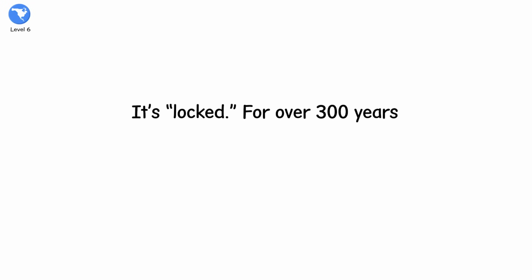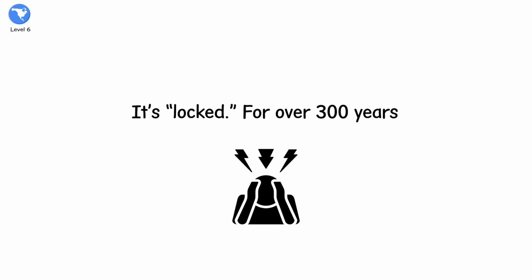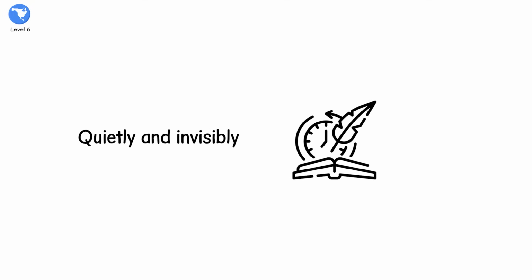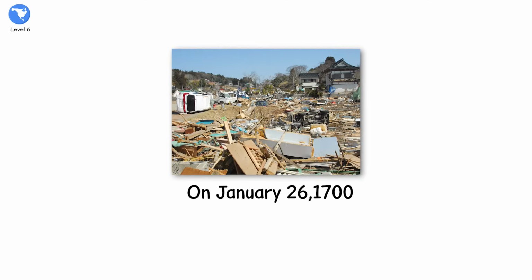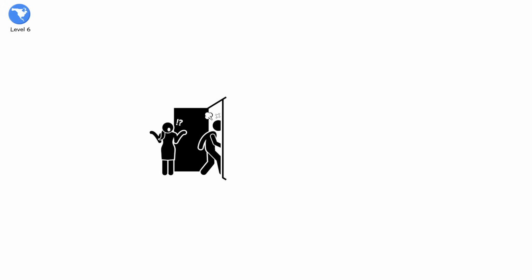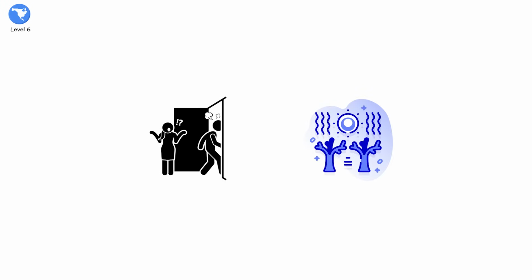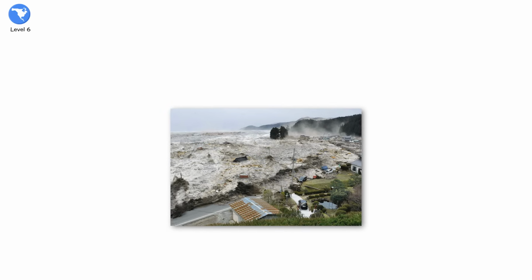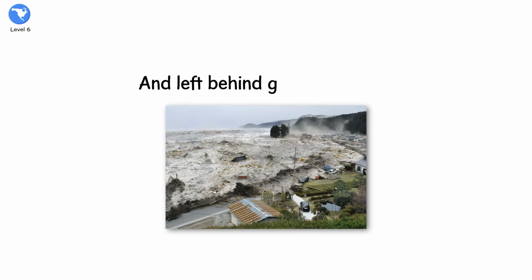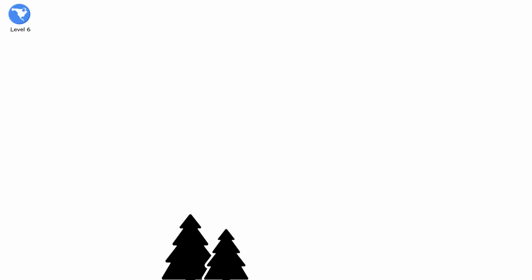For over 300 years, stress has been building, quietly and invisibly. But history tells us what happens when that lock breaks. On January 26, 1700, a megaquake, estimated around magnitude 9.0, unleashed fury across the region. It sank coastal forests, sent tsunamis racing across the Pacific to Japan, and left behind ghostly evidence, buried trees, native oral histories, and an eerie silence since.